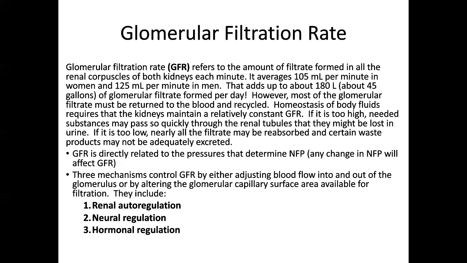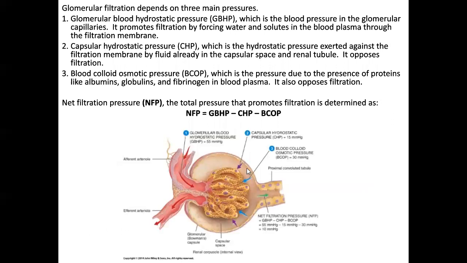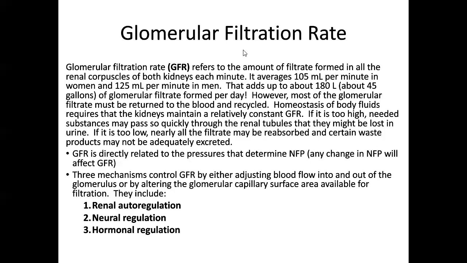Okay. Your glomerular filtration rate is directly related to those pressures that determine NFP. Or in other words, any change to net filtration pressure, NFP, affects glomerular filtration rate. So these pressures that we just talked about affect how much filtration we're forming per minute. There are three mechanisms that control glomerular filtration rate: by either adjusting our blood flow into and out of the glomerulus, or by altering the capillary surface area of the glomerular capillaries, which are therefore available for filtration.